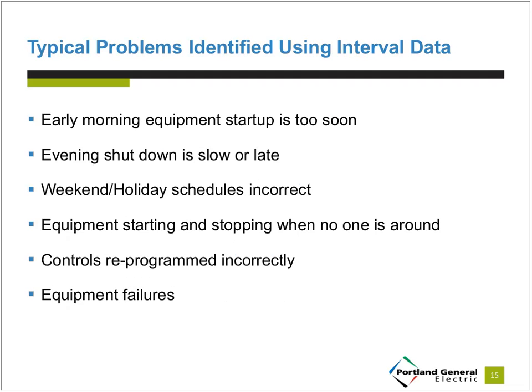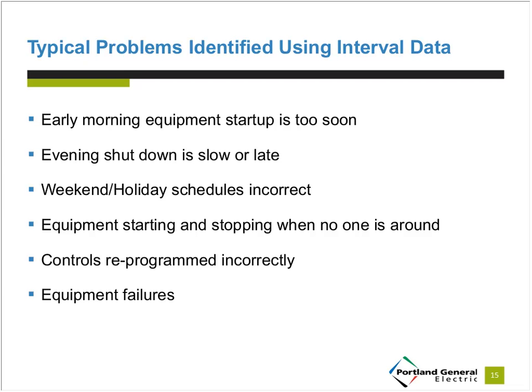So typical problems that can be identified by using interval data. You can determine if there is a piece of equipment that is starting up too soon, or if there's a piece of equipment that's shutting down much too late. You can take a look and see what's happening on weekends and holidays. If you're looking at just monthly data, you really can't differentiate between Saturday, Sunday, Monday, Tuesdays. But if you're looking at interval data, you can determine if you're pulling or consuming information on a weekend when you shouldn't.